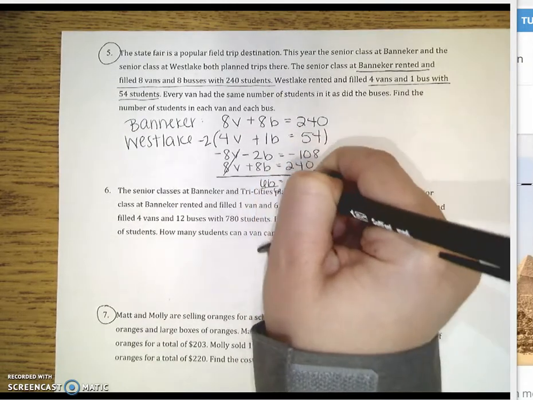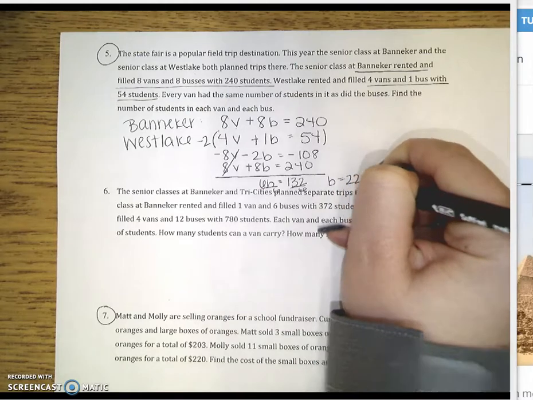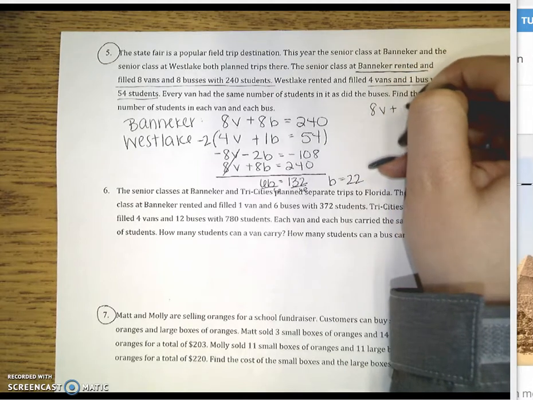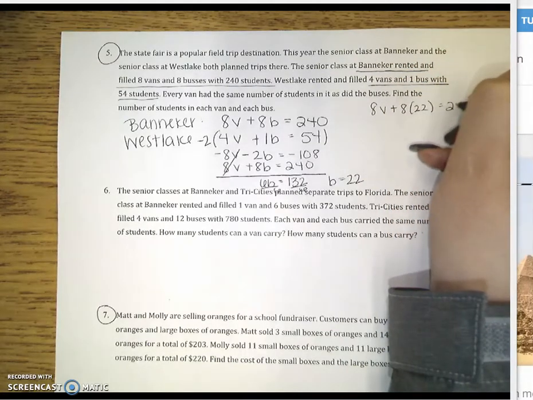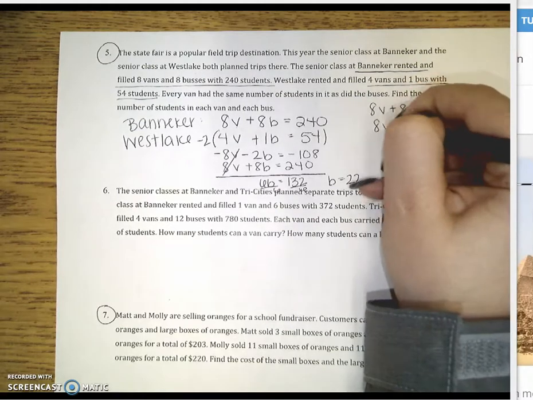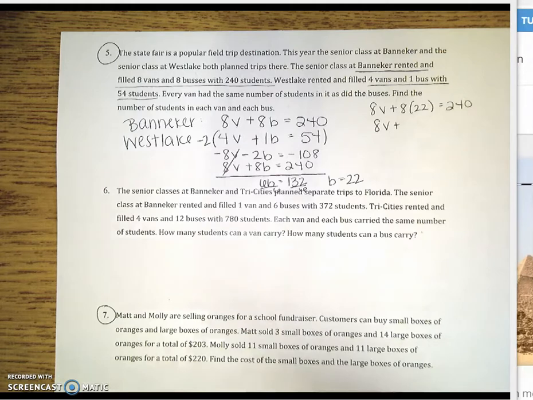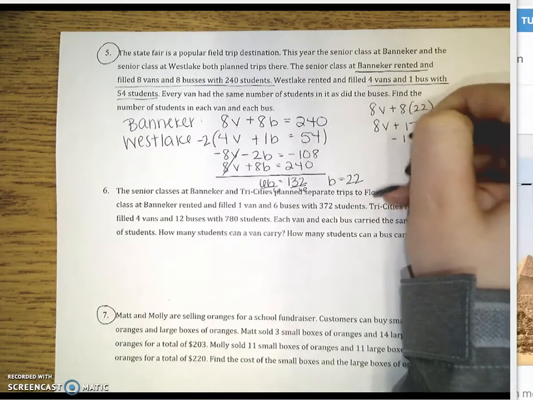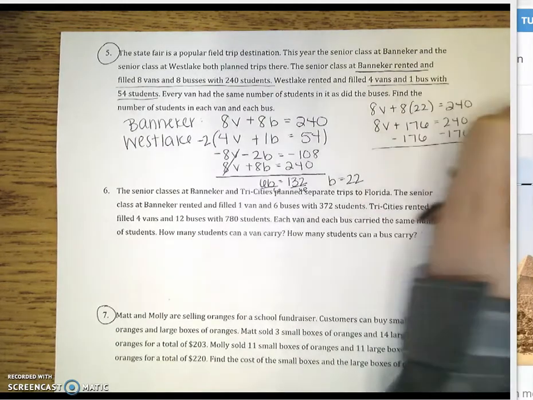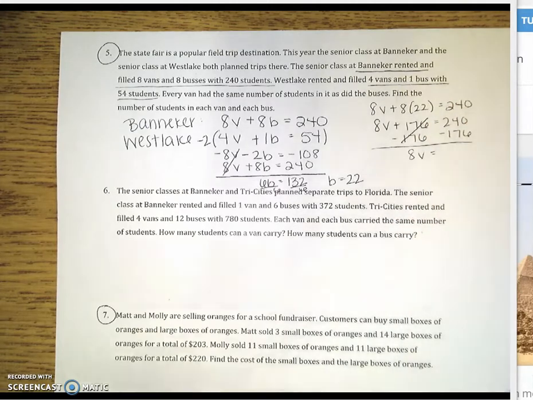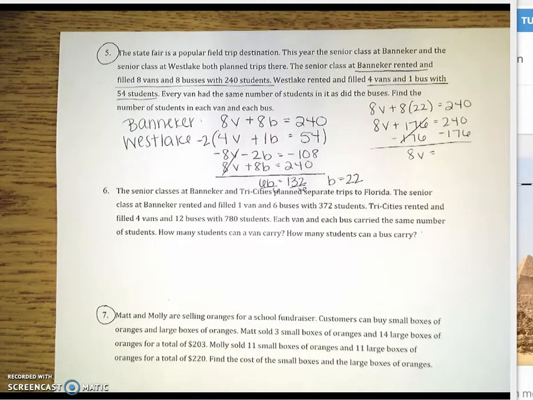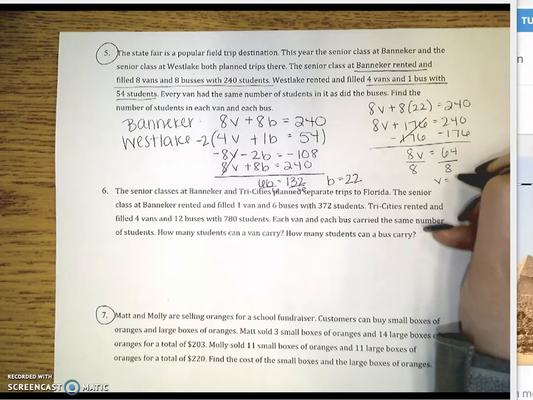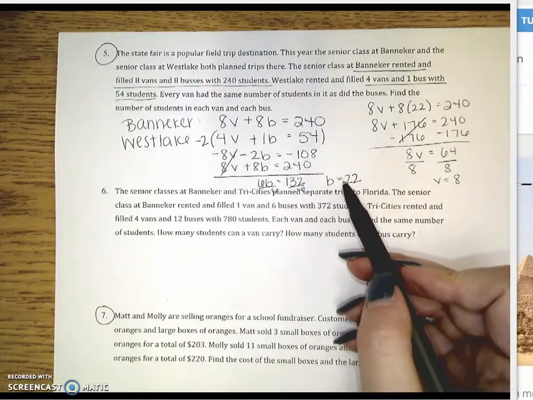Divide both sides by 6. Bus had 22. I'm going to plug that back into my original equation. So I have 8v plus 8 times 22 equals 240. 8v plus 8 times 22 is 176 equals 240. Subtract 176 from both sides. That cancels out on the left. I'm left with 8v on the right. 240 minus 176 is 64. Divide both sides by 8. V equals 8. So for this one, we get b equals 22, v equals 8.